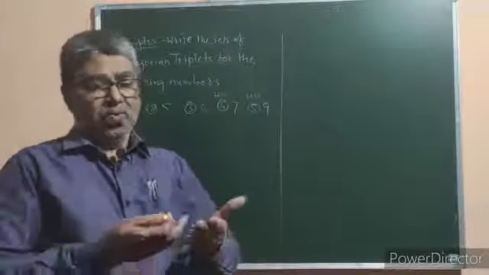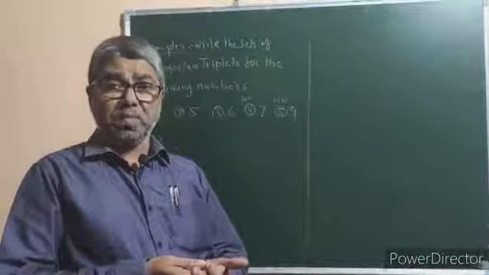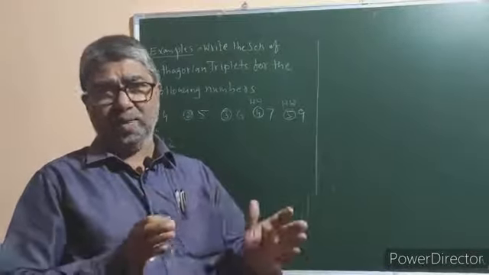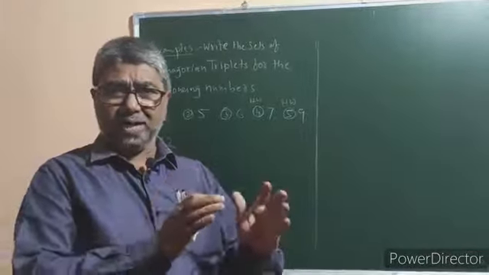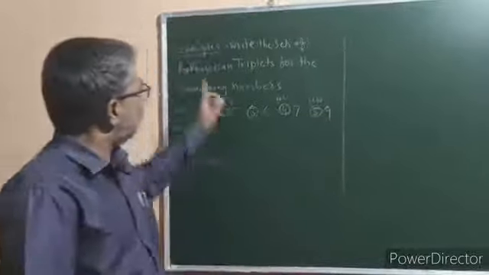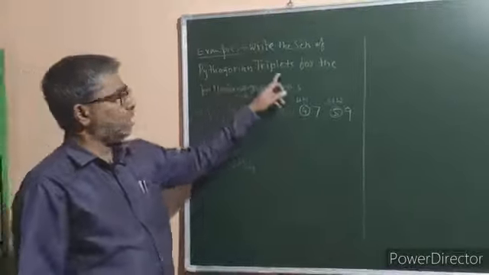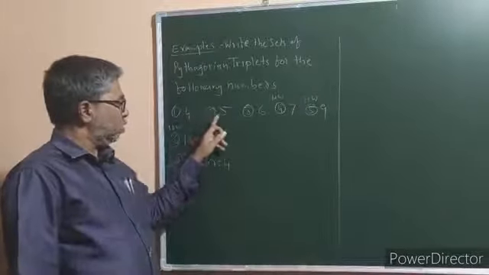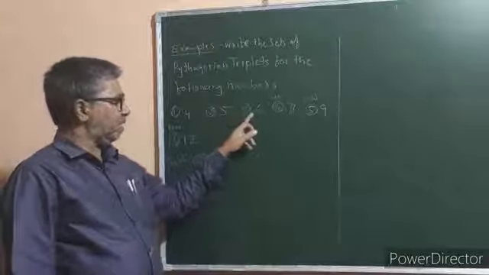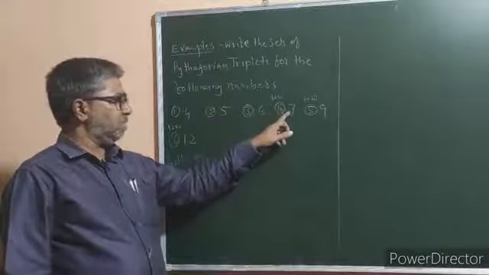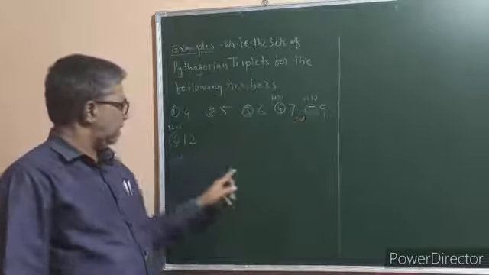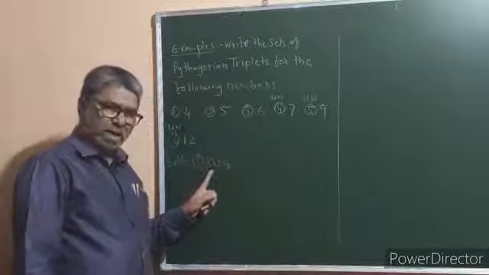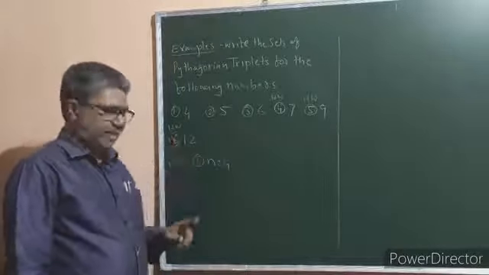Now let us find a few sets of Pythagorean triplets by making use of the standard or general form of the Pythagorean triplet, that is 2n, n square minus 1, n square plus 1. Examples: write the sets of Pythagorean triplets for the following numbers. Example number 1, the number is 4. Example 2, the number is 5. In example 3, the number is 6. In example 4, the number is 7. In example 5, the number is 9. And in example 6, the number is 12. Now let us solve two or three examples here. The remaining examples you practice at home.